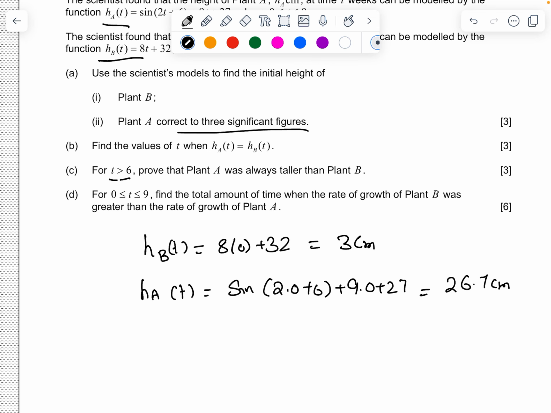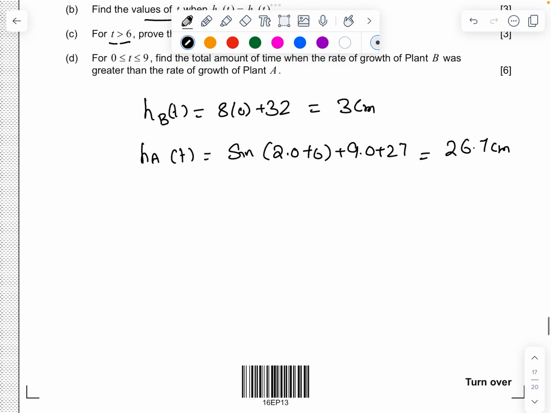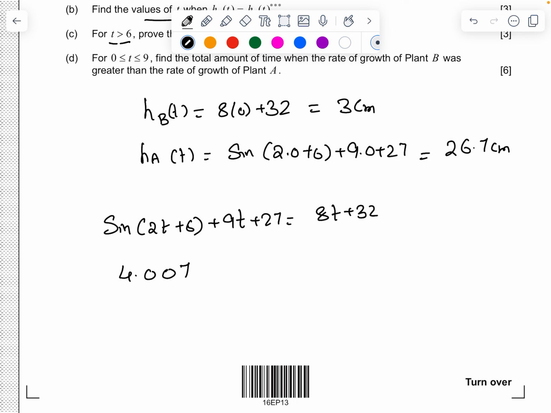Then find the value of t when both are equal. So plot the graph for both. Sine of 2t plus 6, plus 9t plus 27 equals 8t plus 32. Use the points of intersection. You should be getting these as the points of intersection. But you should always write them in 3 significant figures. So 4.01, 4.70, 5.88.